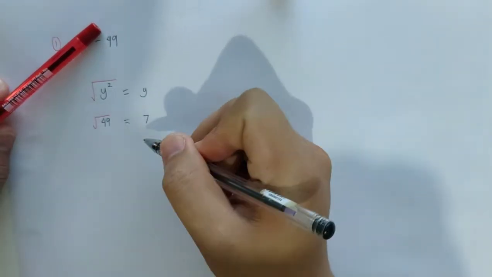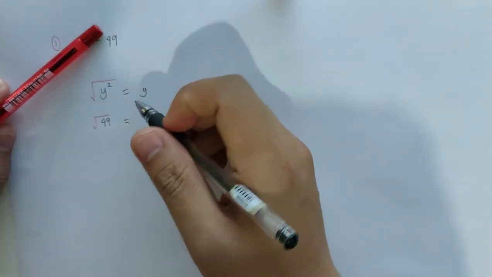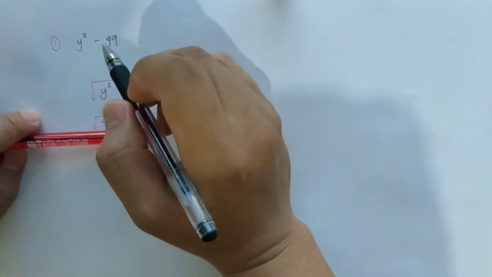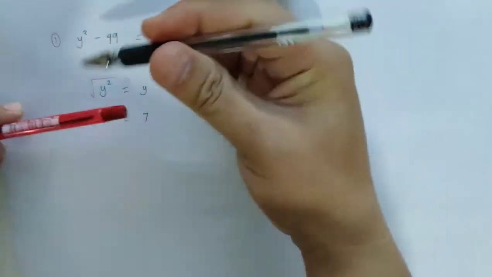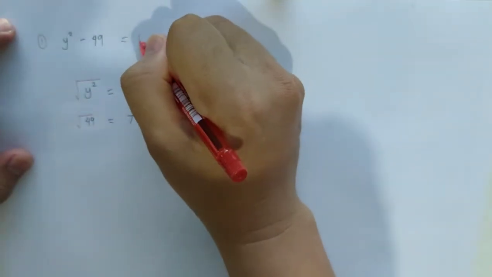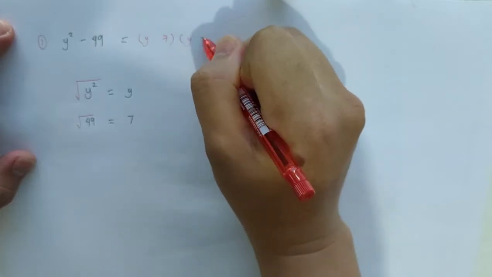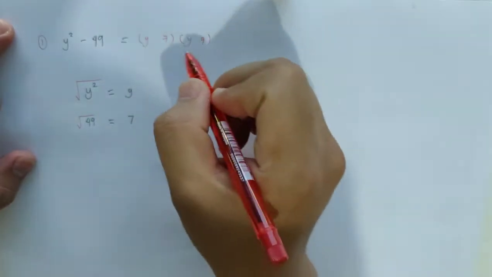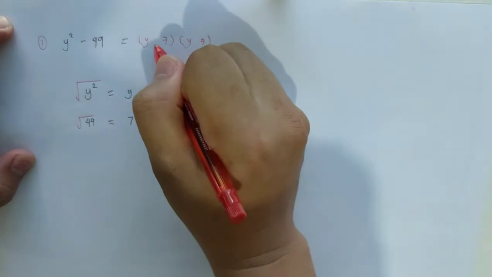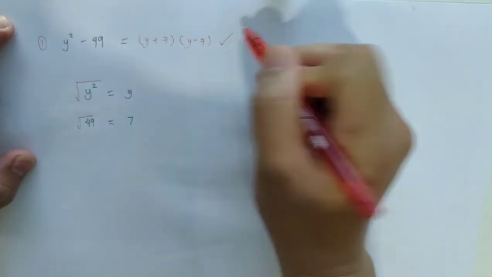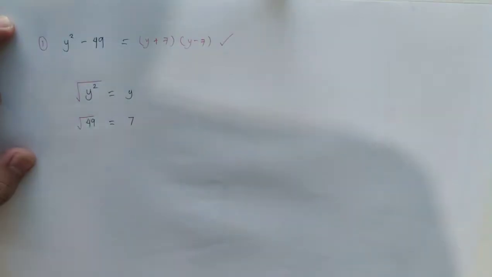So, ang gawin natin, pagsamahin lang siya, magkaiba lang ng sign. So, therefore, the factor of y squared minus 49 is equal to y and 7. Gawin natin magkaiba yung sign, so, plus and minus. So, ito na yung sagot natin. To check, gamit natin yung FOIL method.